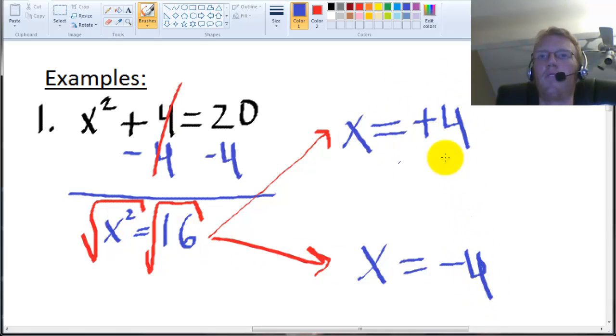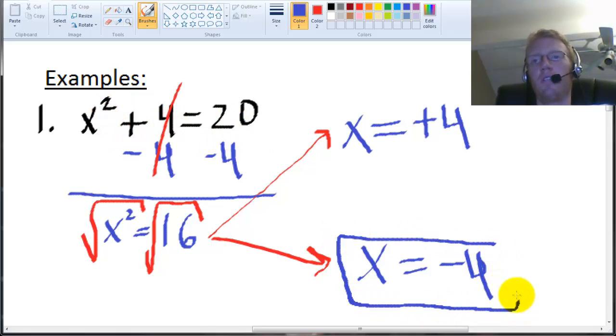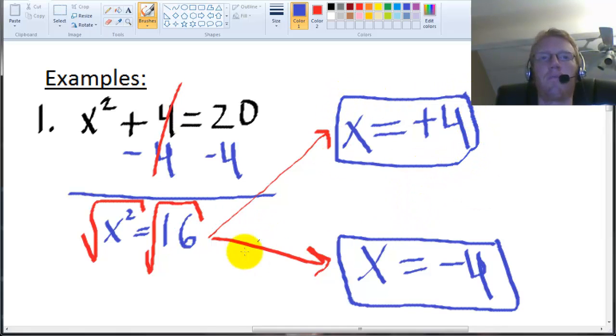Okay, now take both of these answers and plug them in and see if they work. Positive 4, if I put in a positive 4 here and I square it, I get 16 plus 4 is 20. Or if I put in negative 4, right here, negative 4 squared is positive 16 plus 4 is 20. So it doesn't matter whether the answer was positive or negative. Both of them are solutions, and both of them work. Okay, so we branch and take the square root.